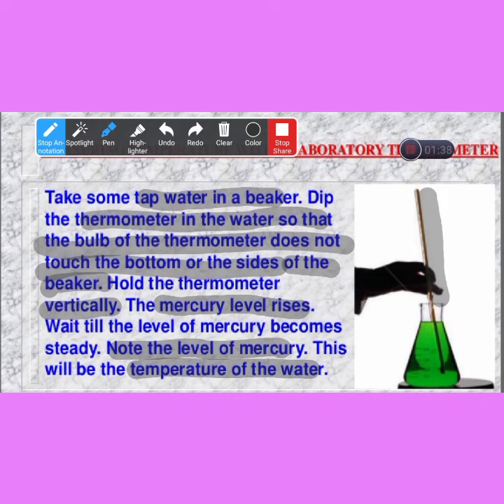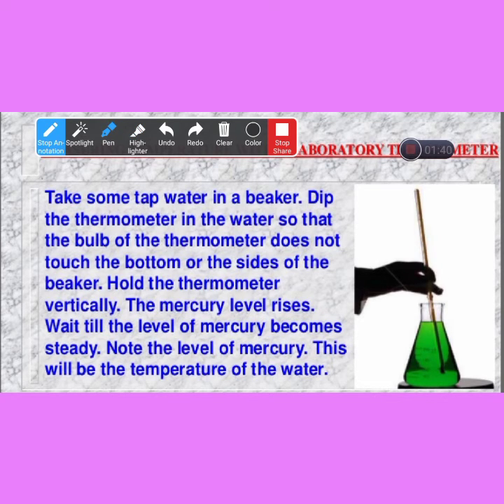And guys, you cannot do it like we do with normal thermometers, where we take it out and then see the temperature, because a laboratory thermometer does not have any kink. We will study what a kink is in the clinical thermometer later. So we have to keep an eye straight on the mercury level to see the accurate level.